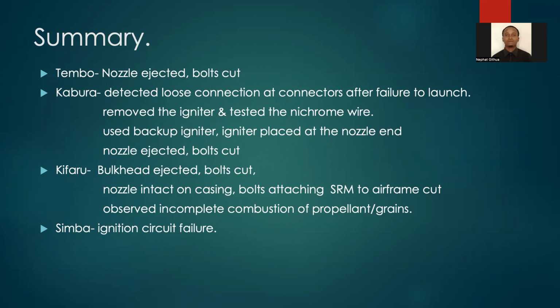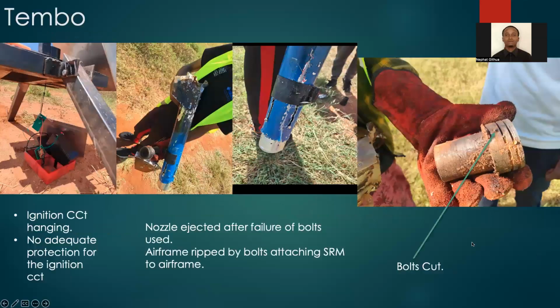For Kifaru, the bulkhead was ejected, the bolts were cut, and we had damage to the airframe. The nozzle was intact, but the bolts attaching the rocket motor to the airframe were cut. And we also observed some fuel which had not burned. For Simba, we had ignition circuit failure, which upon testing, we realized we had a problem with the power bank. And maybe we can go to the next slide.